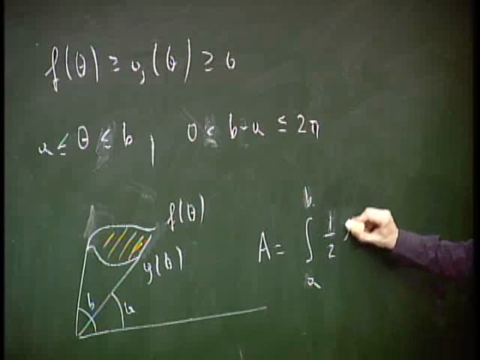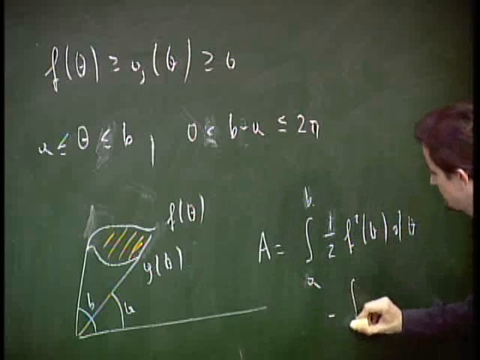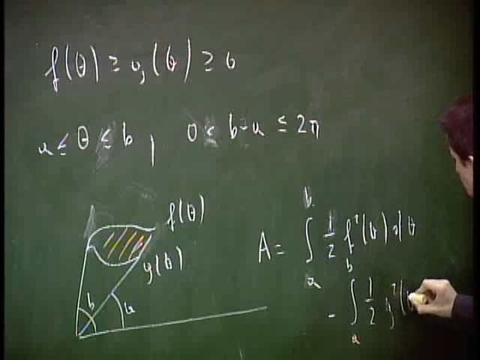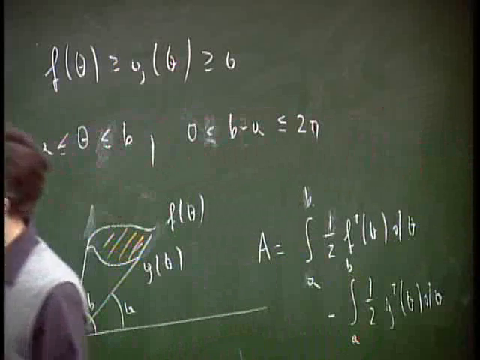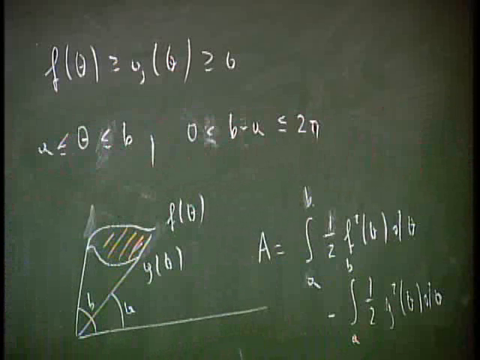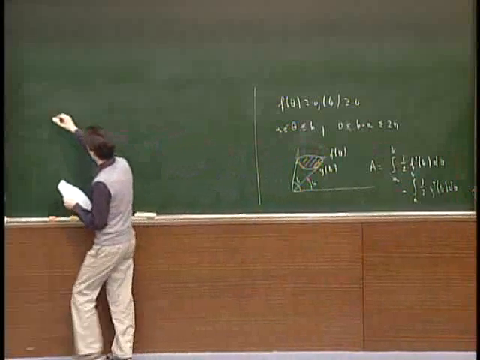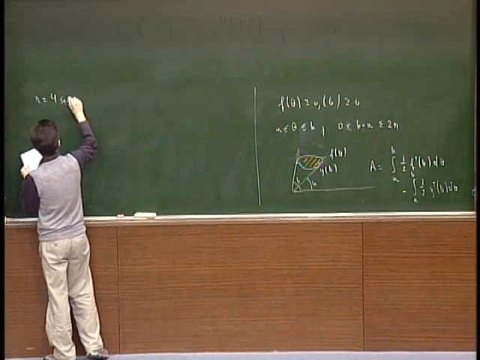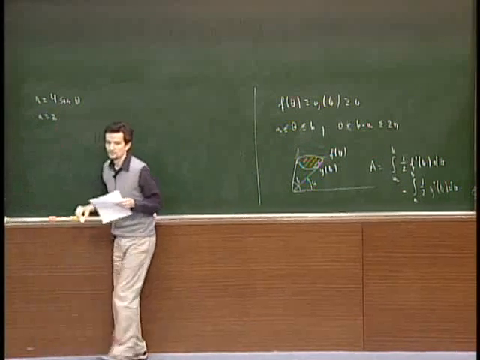One half f square of theta d theta minus the integral from a to b, 1/2 g square of theta d theta. Okay, so let's look at a very easy example. For instance, if you are given those two polar curves here, r is equal to 4 times the sine of theta, and r is equal to 2.